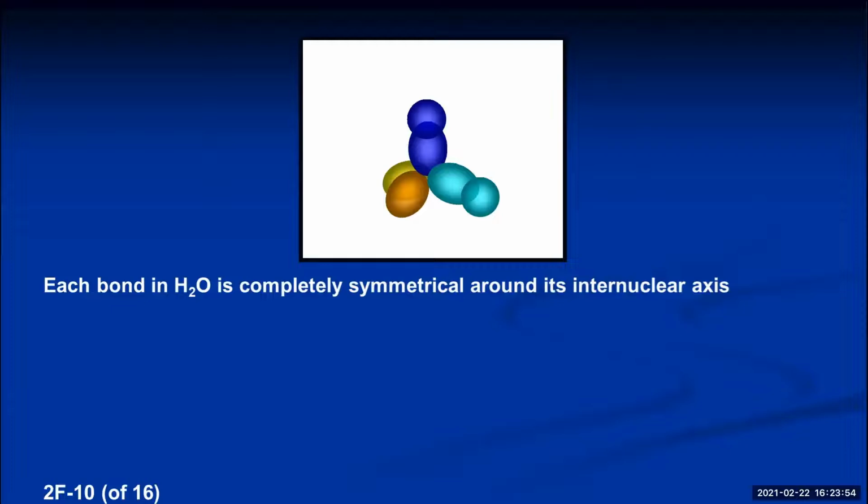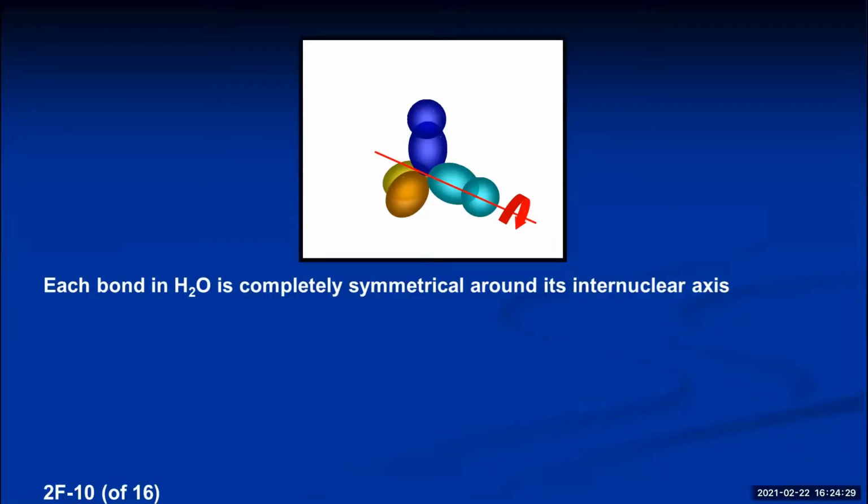Every bond that's formed when atomic orbitals overlap each other, in this case an sp3 overlapping with a 1s, forms orbitals that are completely symmetrical around their internuclear axis. What does an internuclear axis mean? It means if you take the nucleus of the oxygen, which is right here, and the nucleus of the hydrogen, which is right here, and you draw a line connecting those 2 nuclei, and imagine these orbitals spinning around that line, is it always going to look the same? If it is, we're going to say it's completely symmetrical.